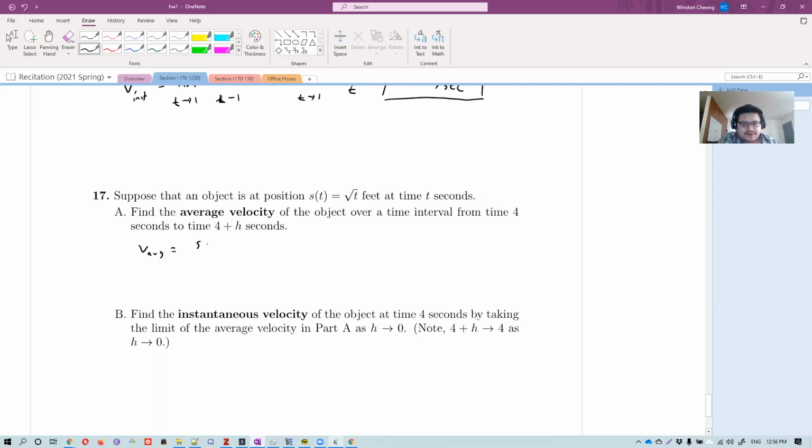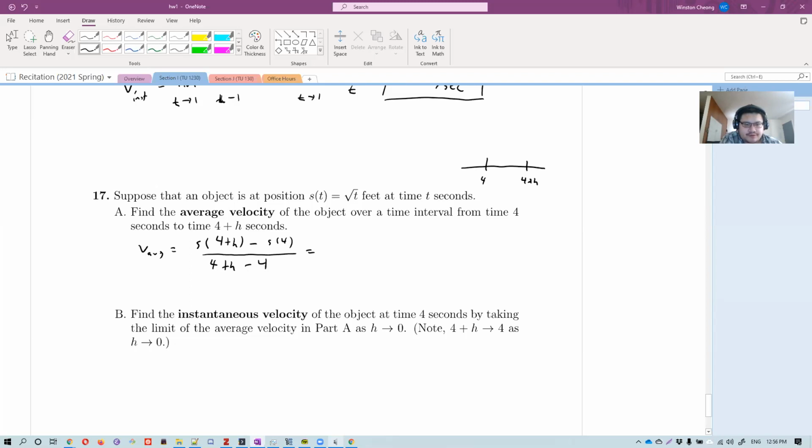Again, this time around it uses different conventions. Instead we're going from 4 to 4 plus h. That's fine. And so the final time is 4 plus h, so you have s of 4 plus h. The initial time is 4, so we have s of 4. And then the denominator, if I want to write everything out, I would write 4 plus h minus 4. But that clearly simplifies.